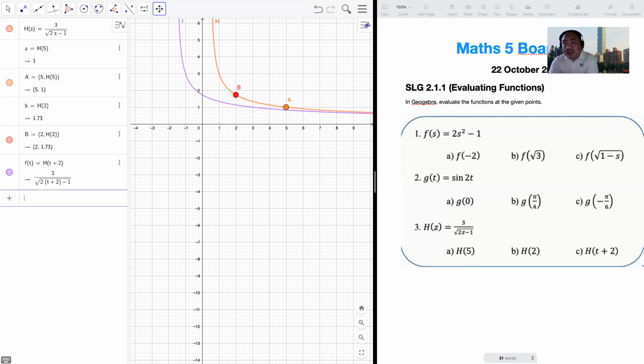But to answer our question, is GeoGebra able to help us to evaluate functions? Yes, it is able to. And we have shown in this set of exercises that we are able to. In fact, we are even able to make use of it to point to us the points being evaluated on the graph of the function. Okay? So there you go.